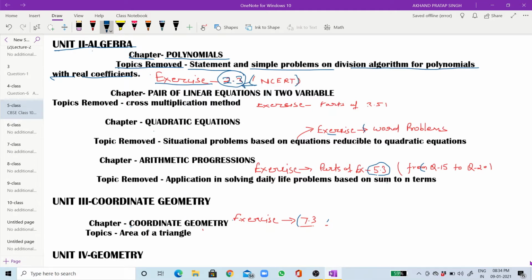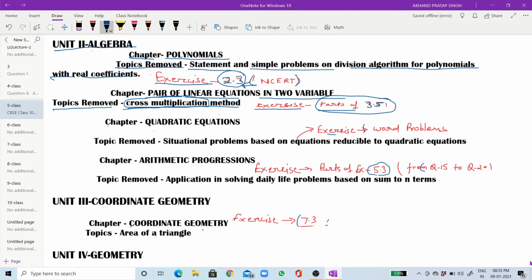And the next one is in algebra, pair of linear equations in two variables. And the topic removed is the cross multiplication method. So there are some students who fear this topic, so those students will feel well because of the removal of this topic from the syllabus. And if you look at the exercise of NCERT, exercise 3.5 will be removed, so you do not need to solve this exercise.